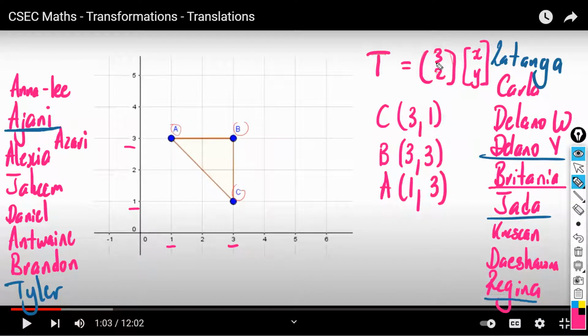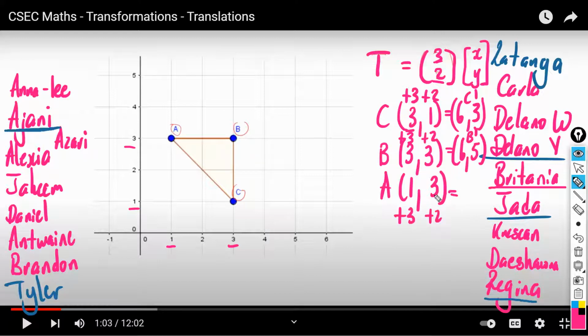And it's the same thing, guys. We need to do a transformation where you move it 3 for the X-axis and 2 for the Y-axis. So what do we do, guys? Kind of easy. All we need to do is add 3 for the X-axis and add 2 for the Y-axis. So we're going to end up with 6, 3 for the new point. This would be C prime. Add 3 here, add 2, we're going to end up with 6, 5 for the B prime. And then for A now, add 3, add 2, and we're going to end up with 4, 5 for the A, right?